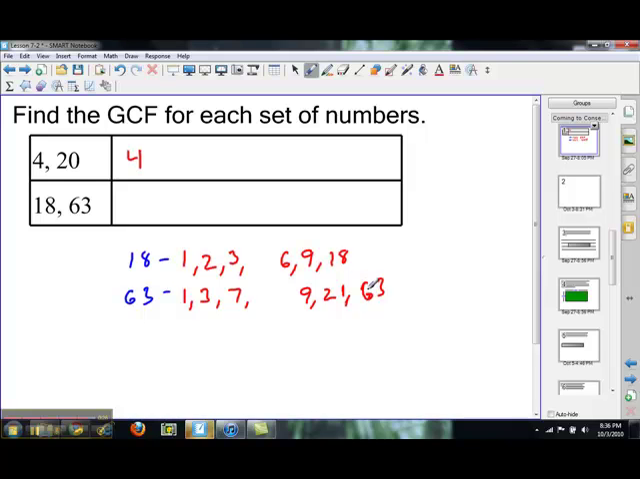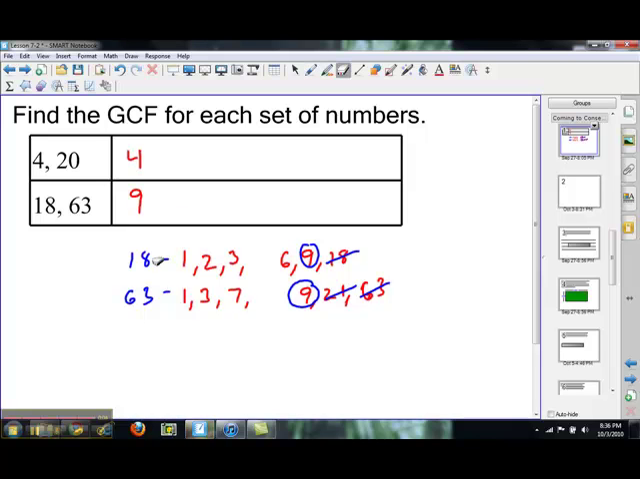Well, there's no 63 in 18, so I'm done with that. There's no 21 up here in the factors of 18. Well, here's 18, but there's no 18 in the factors of 63. But I do have a 9 here. So the greatest common factor of 18 and 63 is 9.